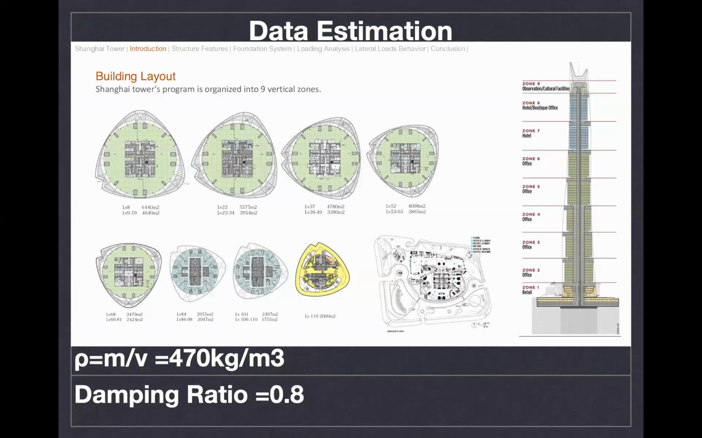In this picture, we add these zones 1 to 9 and put them together to get the total volume. And we use the formula rho equals m over v to calculate the density of the material. And for the damping ratio, we use 0.8 to simulate the damper in the building.